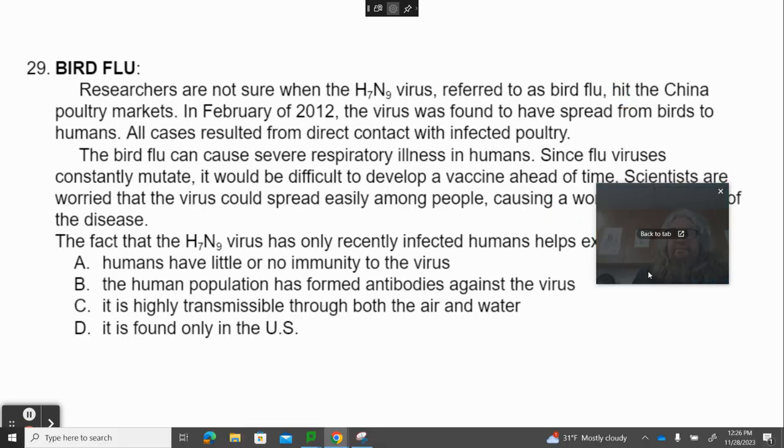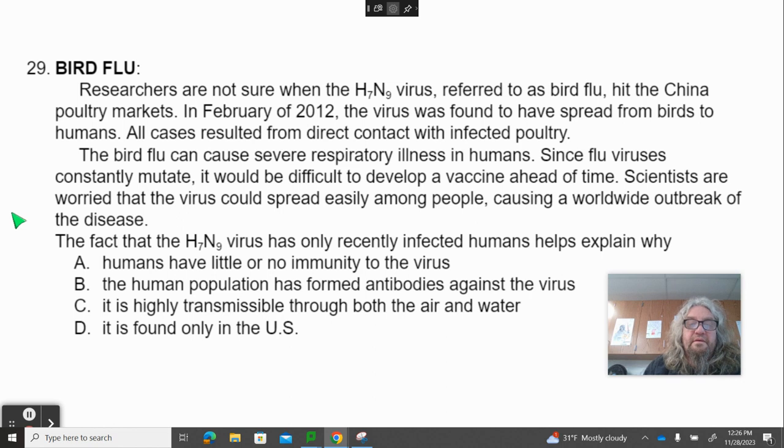Number 29, bird flu. Researchers are not sure when the H7N9 virus, referred to as bird flu, hit the China poultry markets. In February of 2012, the virus was found to have spread from birds into humans. All cases resulted from direct contact with infected poultry. The bird flu can cause severe respiratory illness in humans. Since flu viruses constantly mutate, it would be difficult to develop a vaccine ahead of time. Scientists are worried that the virus could spread easily among people, causing a worldwide outbreak of the disease.